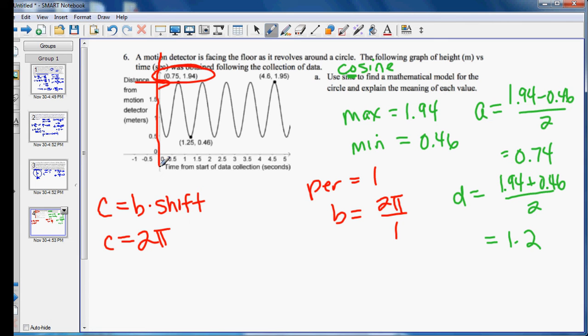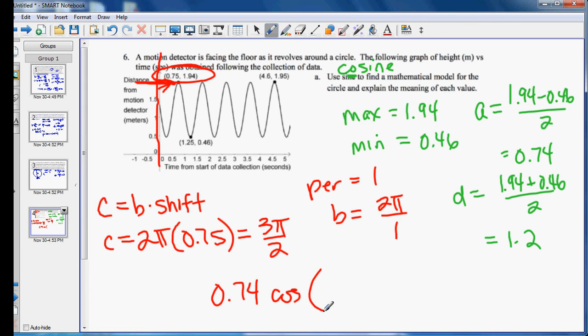We do the amplitude times cosine, our b times x, and since we're shifting to the right, we subtract our c value, which is 3 pi over 2, and at the very end we add our d, 1.2. And that tells us how this motion detector is moving.